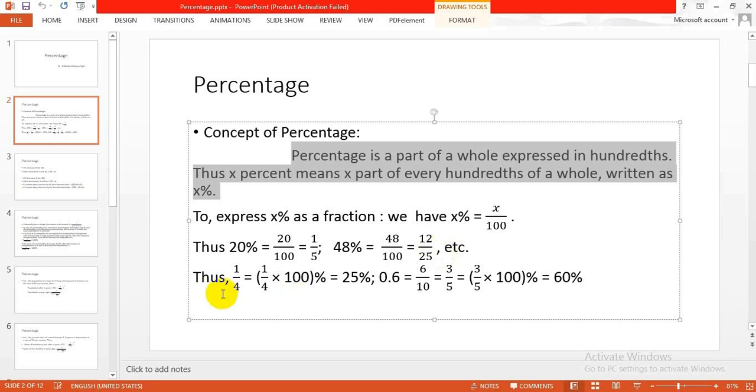Okay, now we will see how to convert a fraction into percentage. So 1 by 4 is equal to 1 by 4 into 100 percent, which is equal to 25%. 0.6 is equal to 6 by 10, which is equal to 3 by 5, which is 3 by 5 into 100 percent, equal to 60%.